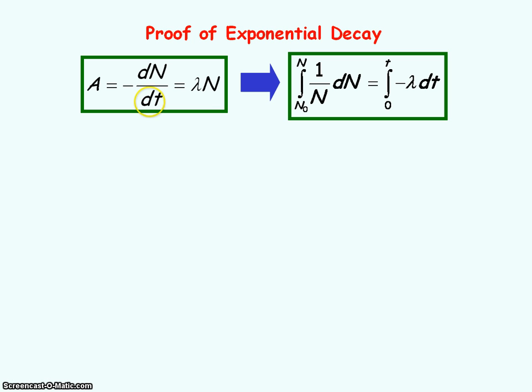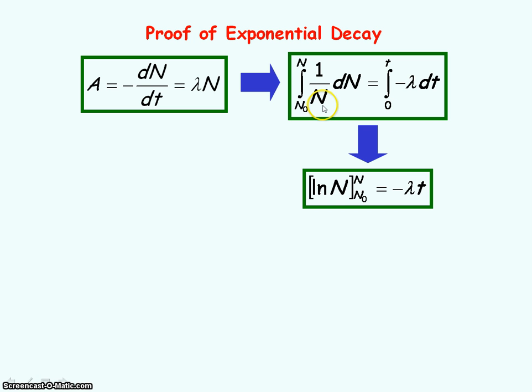First, we multiply both sides of the equation by dt and divide both sides of the equation by N. And then we can integrate both sides of the equation. The right hand side we will integrate with respect to time t, from the limits of 0 to time t. On the left hand side we'll integrate with respect to N, with the limits of N0, the initial number of nuclei at time equals 0, to limit N, the number of nuclei present at time t. We've also moved the minus sign to the other side of the equation.